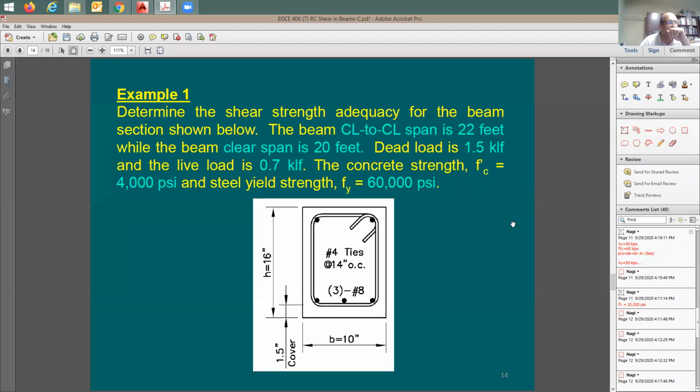We have this example, which is exactly the first example that we went through when it comes to flexural design of beams. And it says here, determine the shear strength adequacy for the beam section shown below. Here's the beam section. The width is 10 inches, total depth is 16 inches. And the depth to the tension rebars is how much? Now let me figure this out.